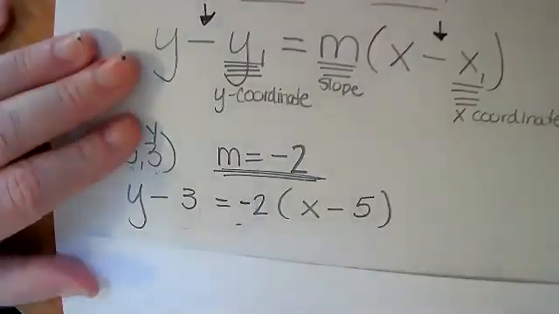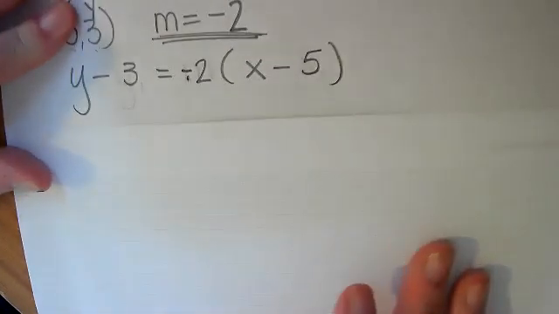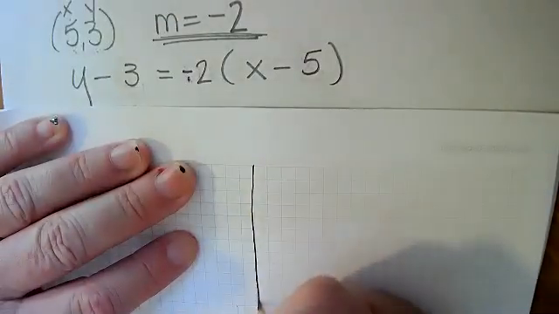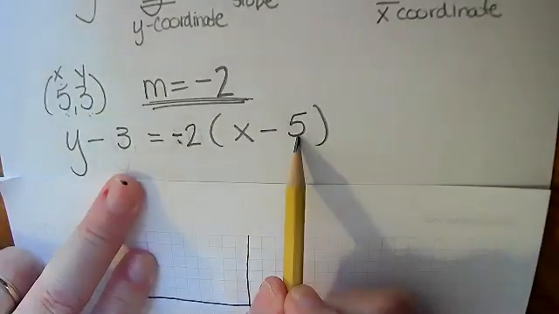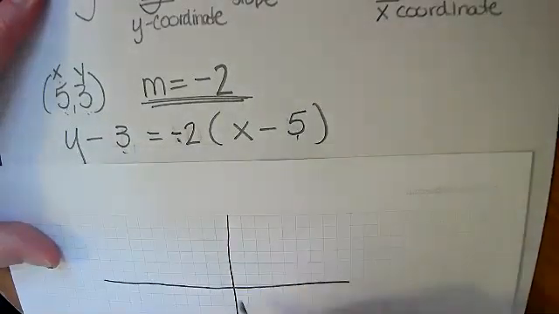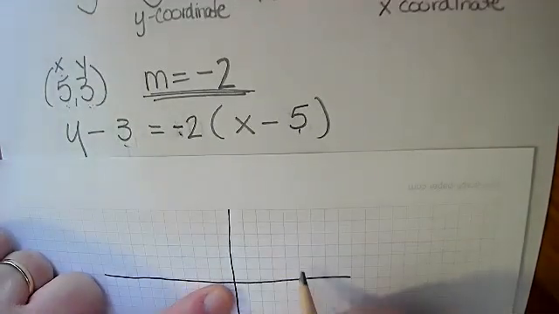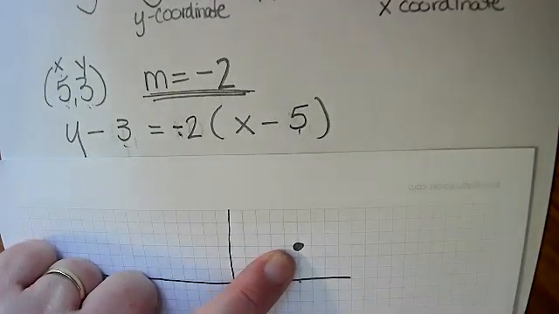Now, if I asked you to graph this, watch. Sorry, my graph paper is very, very light. I'm going to start at the point. My x coordinate is 5, my y coordinate is 3. So x is 5, 1, 2, 3, 4, 5. My y coordinate's 3, 1, 2, 3. My line goes through that dot right there.